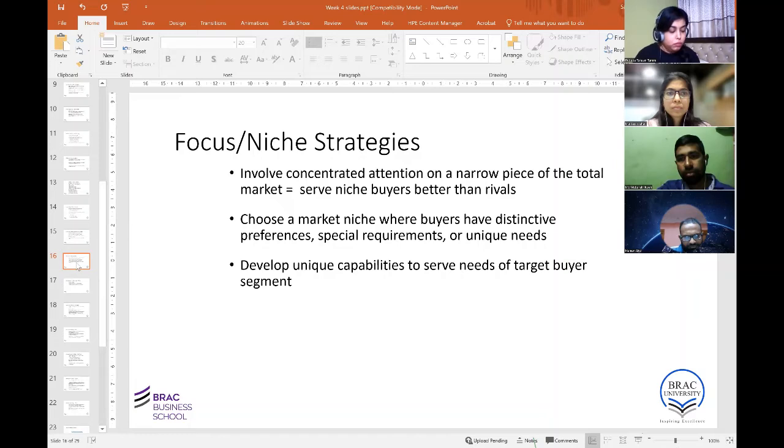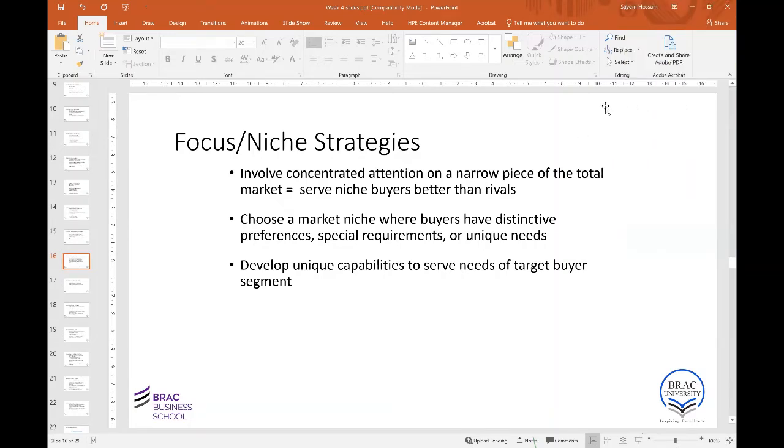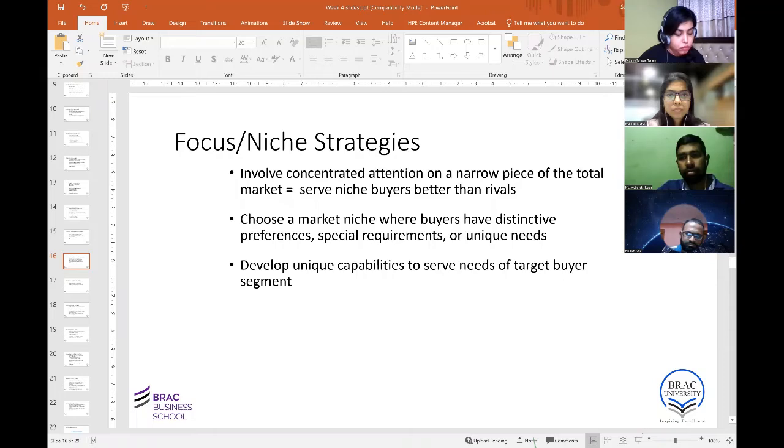So what is focus strategy? Focus strategy is concentrating your attention on a narrow piece of the total market. Serve niche buyers better than rivals. Choose a market niche where buyers have distinctive preferences, special requirements, or unique needs. Develop unique capabilities to serve the needs of the target buyer segment. Okay, again, pause. Think about examples.